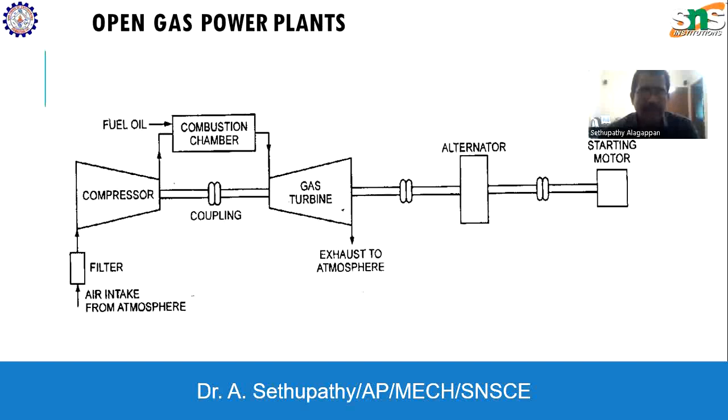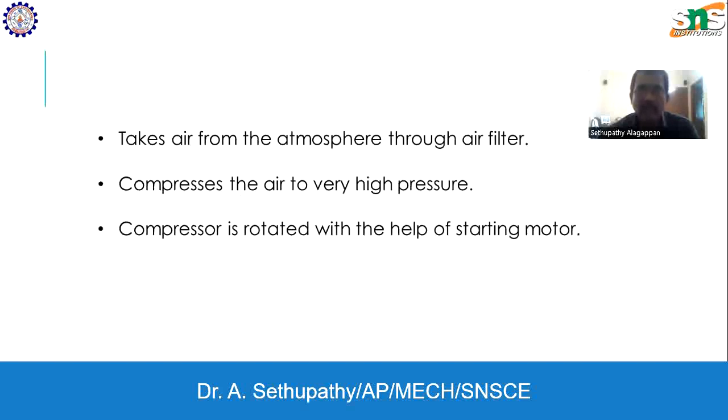Simultaneously, the air is sucked from the atmosphere and the fuel is passed through the combustion chamber. The atmospheric air goes through the compressor, where the air is compressed and heated. After that, the heated air is joined in the combustion chamber with fuels or oils. The oil is burned. The burned gas is passed through the gas turbine. The gas turbine is rotated. This is the process of gas power plants.